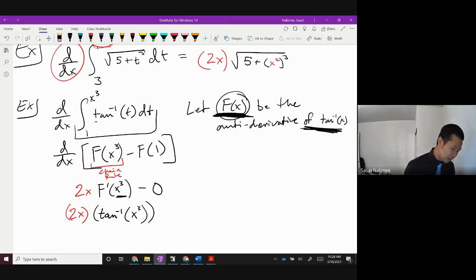What's the derivative of x cubed? That should be 3x squared. Yeah, so that should be in front here, 3x squared times 3x squared. There we go. And that's going to be the answer for this guy right here.